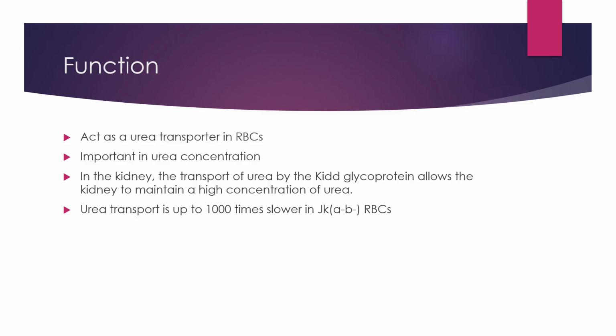In the kidneys, the urea concentration is controlled by the Kidd glycoprotein and allows the kidney to maintain a high concentration of urea, which is important for urine concentration. In JKA and JKB negative cells, urea transport can be up to 1,000 times slower, and these individuals often have trouble concentrating their urine. It is also believed that the Kidd glycoprotein plays a role in the cell's osmotic stability.